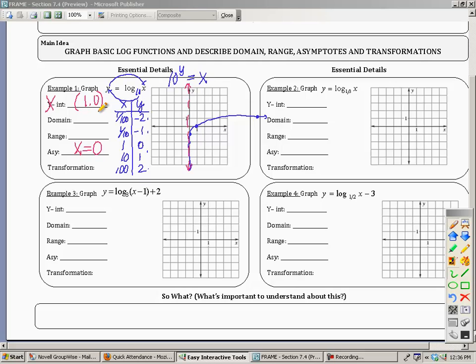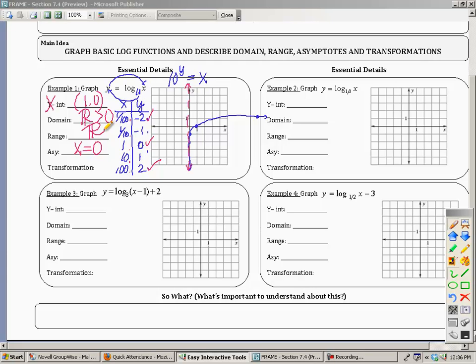My domain, take a look at my x's. X's are still domain even though we plugged in y's. Are any of these values negative? Well, no. Are any of these values 0? No. So my domain is all reals greater than 0 because my asymptote is at 0, and I'm on the right side, which are all of the numbers bigger than 0. Where's my range? Well, now I have the negative, I have 0, and I have the positive, so my range is all reals.